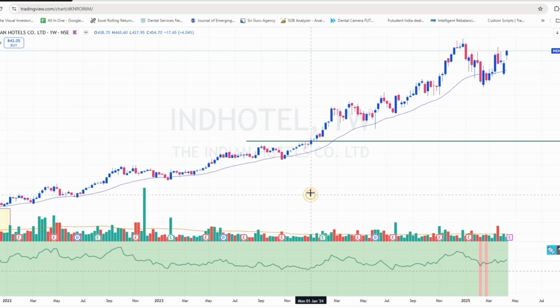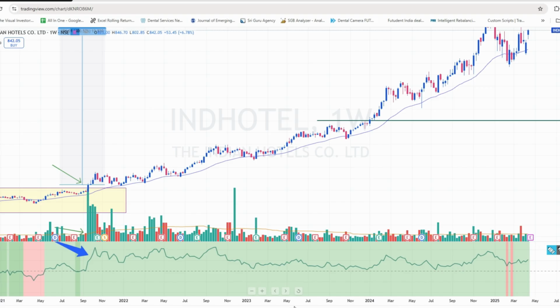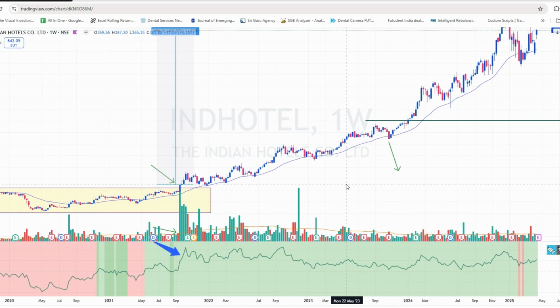So how will you feel if, after breaching this 30-week moving average, the stock straightaway stumbles down like this? You would lose a considerable amount of money. Okay, so don't worry if you exit early. If you exit early, don't worry about that. That is what I would like to say.